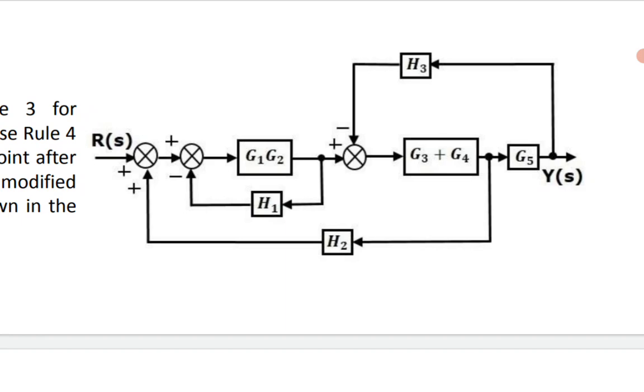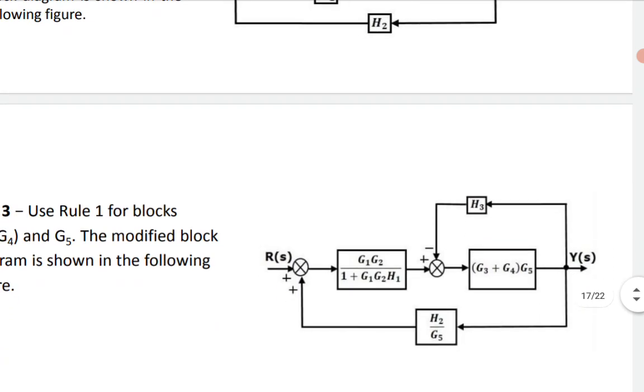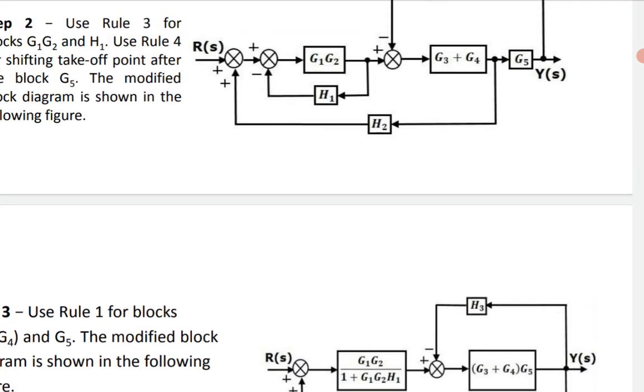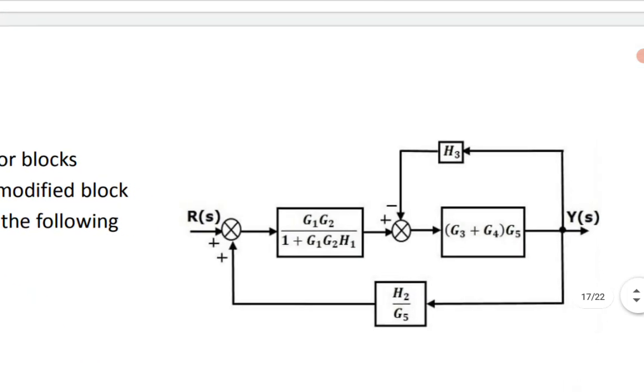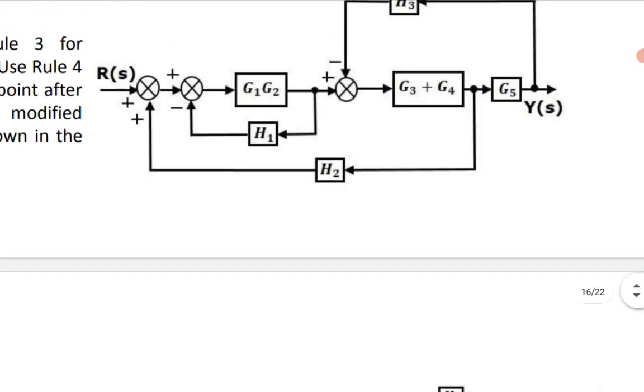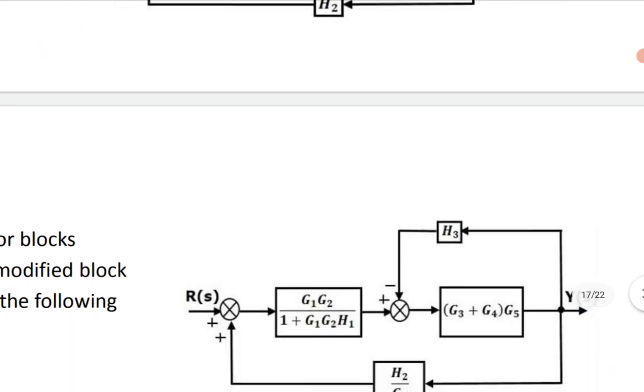Then I may club G3 plus G4 with G5. Otherwise it is not possible, because the takeoff point is my obstacle. So on that occasion, what should I do? I need to shift this takeoff point after this block G5. Then in accordance with H2, I need to introduce 1 by G5, and H2 and 1 by G5 will be cascaded. That's why it is mentioned H2 by G5, and the respective takeoff point is available on the outside. And then G3 plus G4 and G5 are in series, that is cascading, that is G5 into (G3 plus G4).